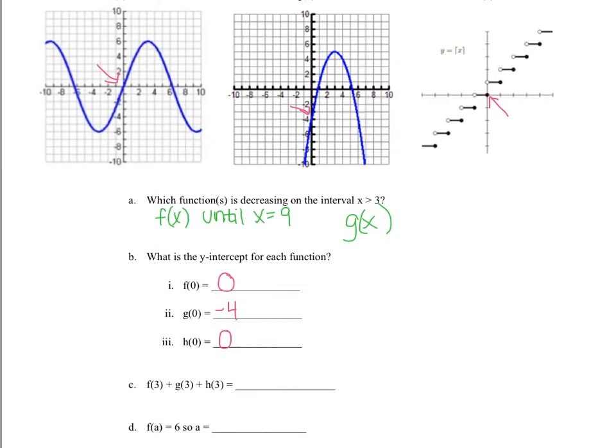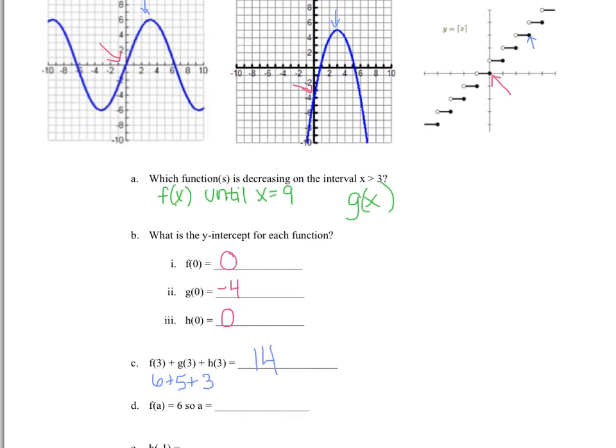Next I have the question f of 3 plus g of 3 plus h of 3. So we need to find what f of 3 is. That is right there. Sorry, hard to see with my pen, but it's at 6. So f of 3 is 6. G of 3 is right there, which is 5. And h of 3 is right there, which is 1, 2, 3. It's 3. So 6 plus 5 plus 3 gives us 14. So f of 3 plus g of 3 plus h of 3 is 14.